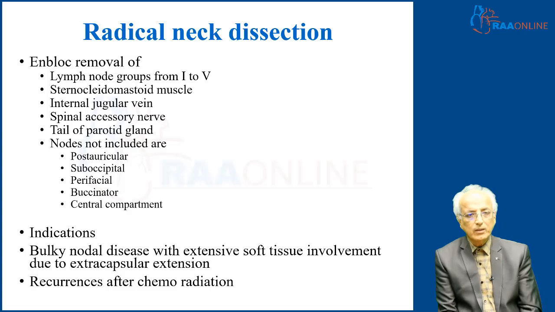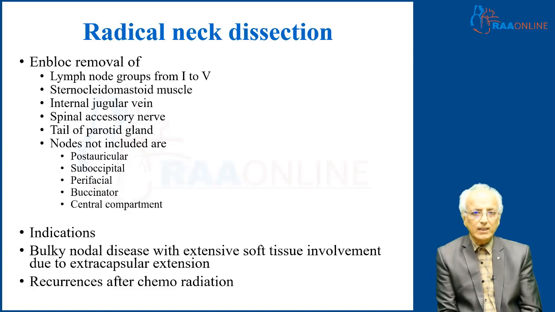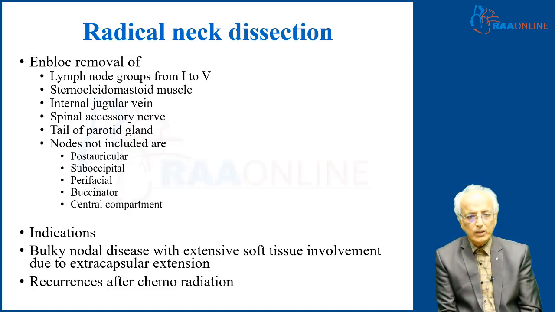Radical neck dissection. This was the classical radical neck dissection, which contains en bloc removal of lymph node groups 1 to 5, sternocleidomastoid muscle, internal jugular vein, spinal accessory nerve, and tail of the parotid gland. The nodes that are not included in this radical neck dissection are the posterior auricular group, suboccipital group, perifacial group, buccinator group, or the central compartment, that is group 6.